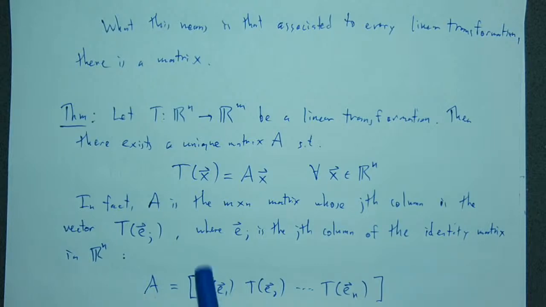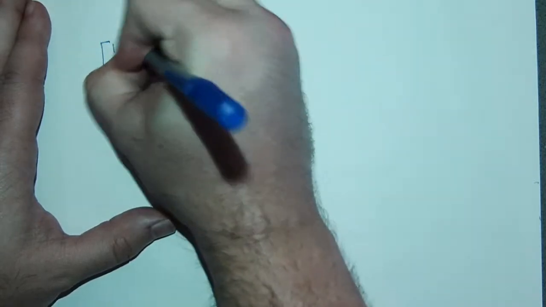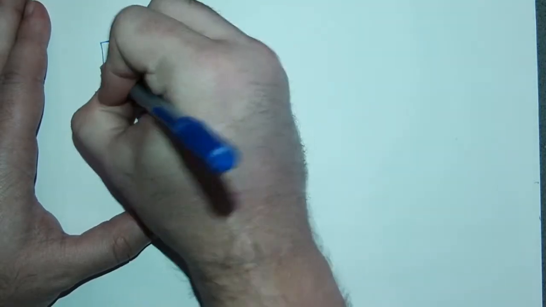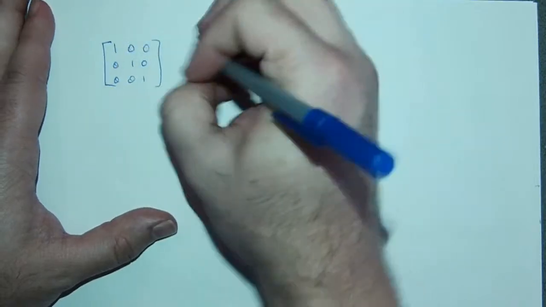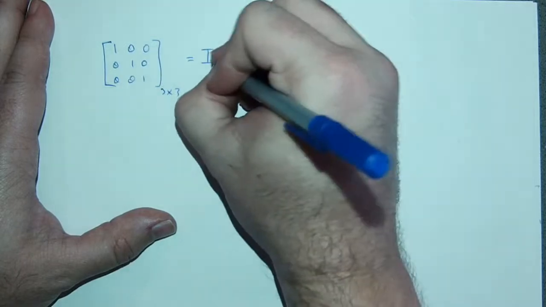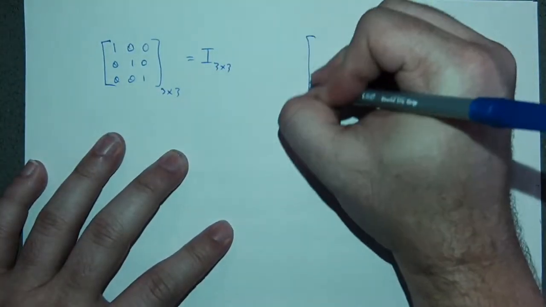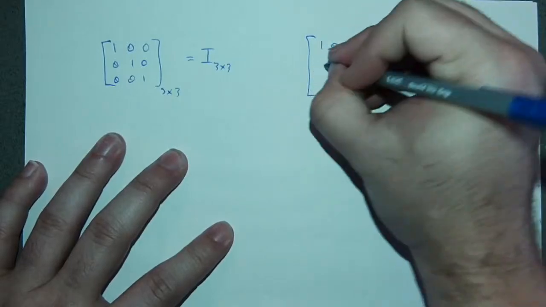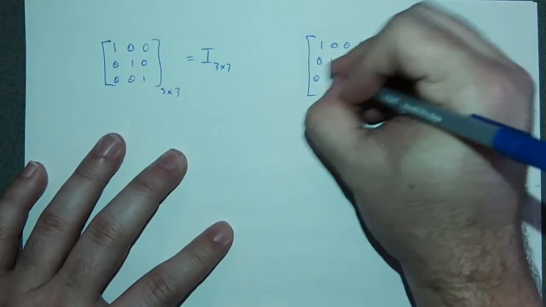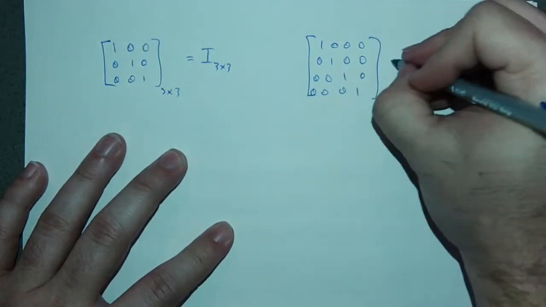What's the n by n identity matrix, before I go on? So here is the identity matrix in R3. Here's the 3 by 3 identity matrix, which we write as I 3 by 3. So the 4 by 4 identity matrix is this thing.